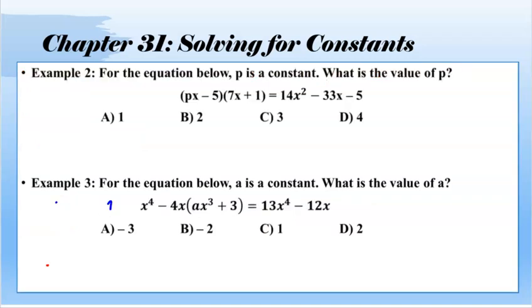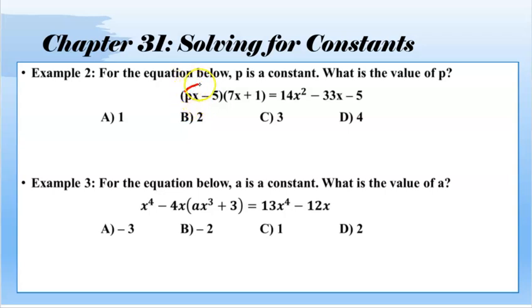Next question. For example 2, the equation below, p is a constant. What is the value of p? So on the left-hand side, I have two binomials, and on the right-hand side, I have the binomials multiplied, so they FOILed it, and it's now in standard form. So what I want to do is solve for p. To do that, I've got to look at where the p is located. The p is the first term of the first binomial.